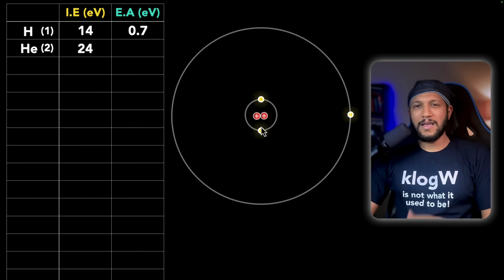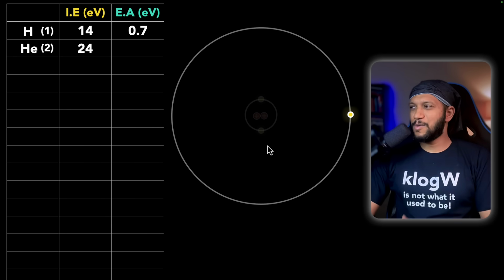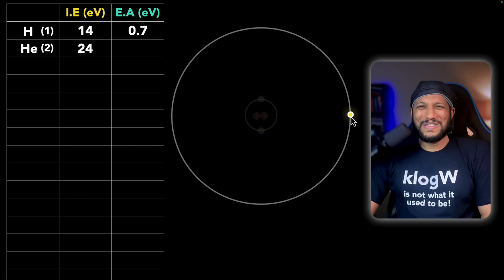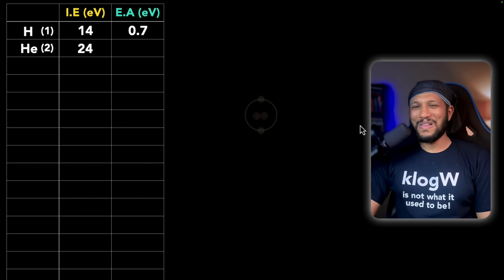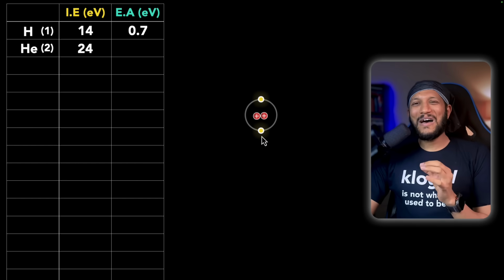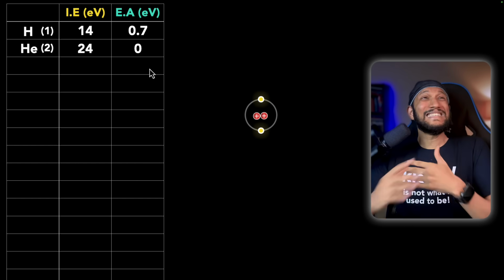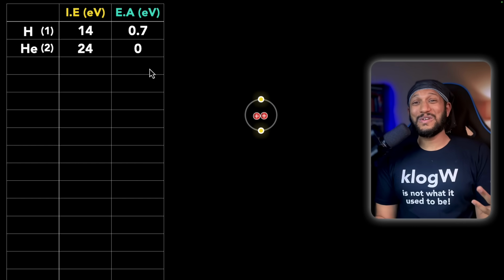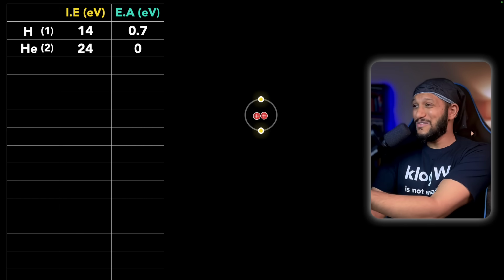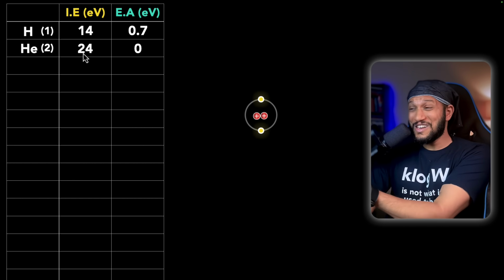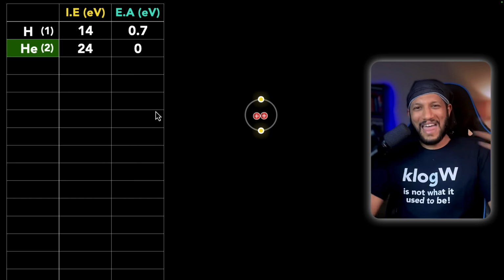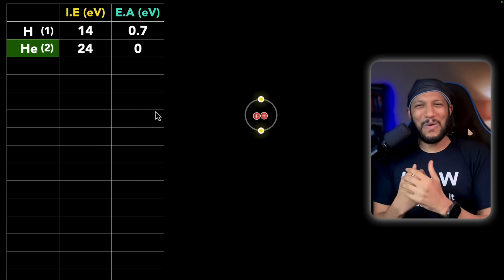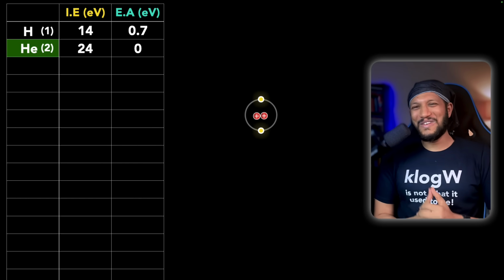So the 2 electrons and the 2 protons, their attraction and repulsion cancel out, and as a result, this electron does not feel anything, which means helium will not be able to grab onto that electron at all. In other words, helium should have no electron affinity, and that's exactly what we find. It has 0 electron affinity. And look, right in front of your eyes, we have very high ionization energy, no electron affinity. That is our noble, and that's why helium is noble. Amazing, isn't it? That's how we figure things out.